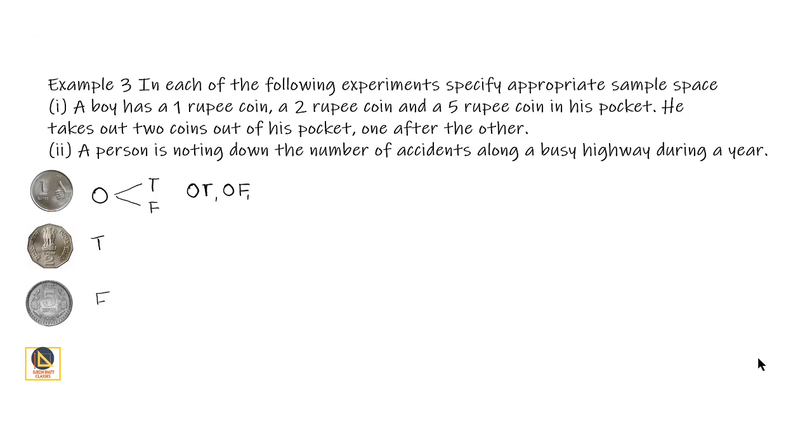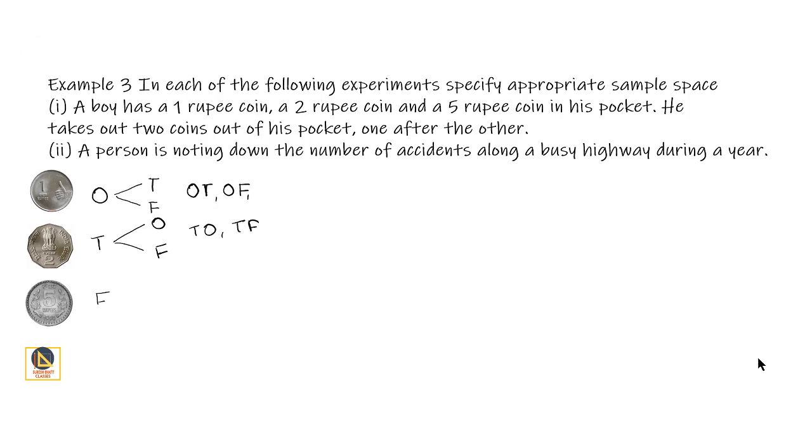Now when he takes out the coin, in the first case the 2 rupee coin comes, then when he takes out the second coin, either the 1 rupee coin may come or the 5 rupee coin may come. So the sample points come out to be TO or TF.